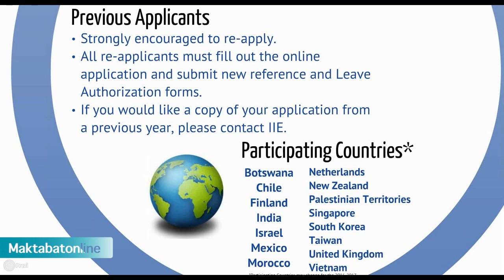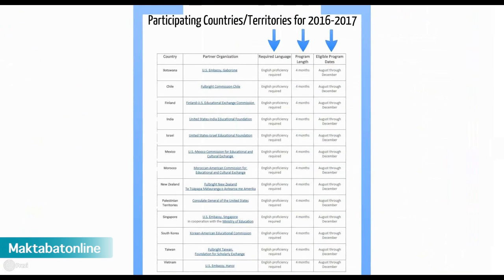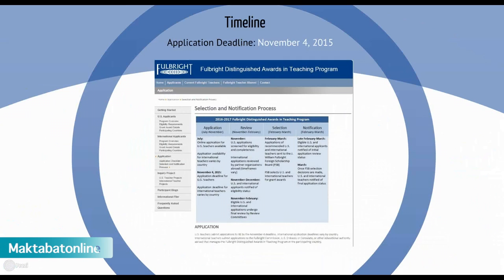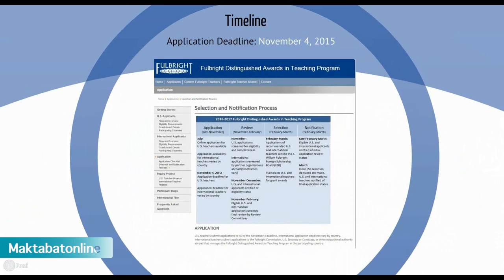Here is a list of the participating countries for the 2016-2017 school year. Visit our website to view language requirements, program length, eligibility dates, and more details for specific countries. This is a basic overview of the selection and notification timeline found on our website. The application deadline for the 2016-2017 program for U.S. teachers is November 4th, 2015.